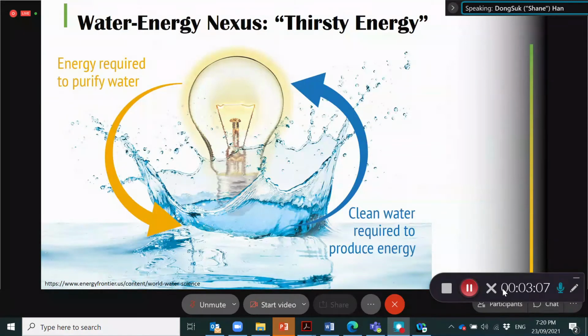On the other hand, to produce energy, we require some water. For example, cooling water in industry activities, and sometimes in GTL, the industry requires water to refine fuel or extract fuel from natural gas and oil. So water and energy are highly correlated. The World Bank defined another terminology for the water energy nexus. They use the term thirsty energy. So energy is always thirsty; it requires water.